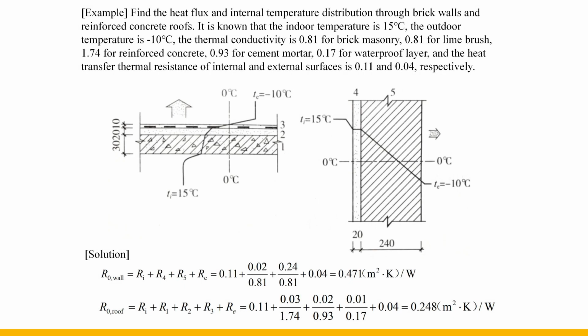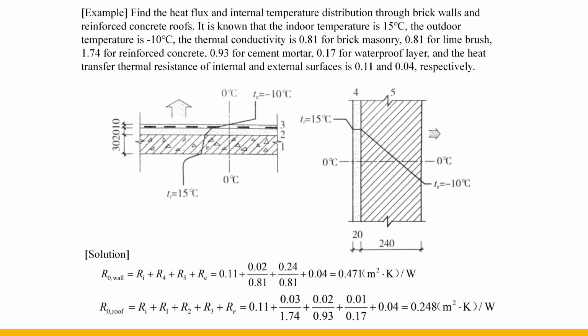From the left figure, it can be seen that the roof is a three-layer structure, and the bottom is indoor and the top is outdoor. Since the indoor temperature is higher than that of outdoor, the heat flow direction is from indoor to outdoor. The layer number is marked on the right side. From bottom to top, it is 1, 2, and 3. Layer 1 is reinforced concrete 30 mm thick. Layer 2 is cement model 20 mm thick. And layer 3 is waterproof layer 10 mm thick.